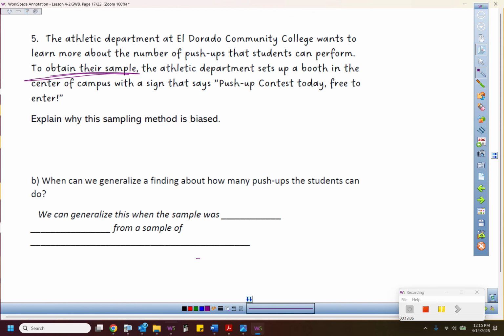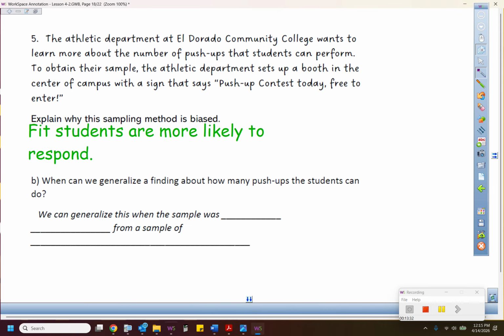The most likely people to sign up for this contest are people who are really good at push-ups. So that's because fit students are more likely to respond. That would totally skew the results of how fit kids are at this El Dorado Community College, because you picked some of the strongest or fittest people because they're good at doing push-ups.